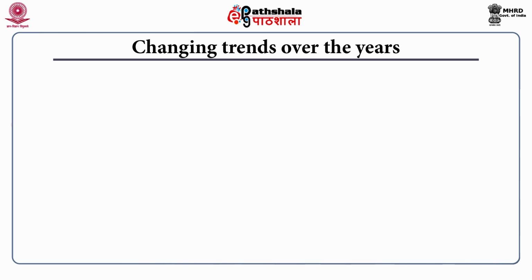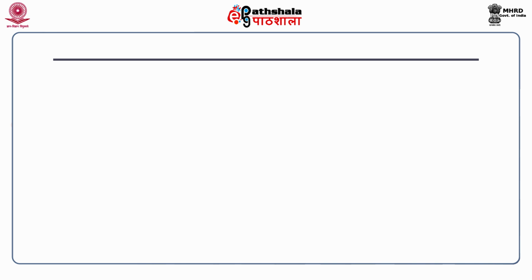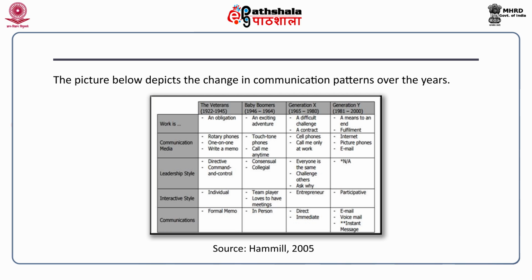Let's observe that the trend has changed over the years. Nowadays, things have changed as compared to the past. In previous generations, traditional methods of communication were used. With time, these changed into personal communication, which further changed to communication over social media, internet and email. Research shows that online methods are the fastest way to grab the attention of a large base of individuals at a substantially lower cost. The picture given below depicts the change in communication patterns over the years.